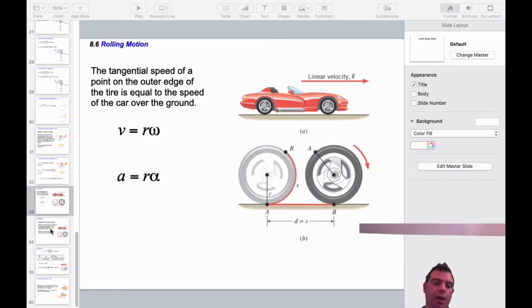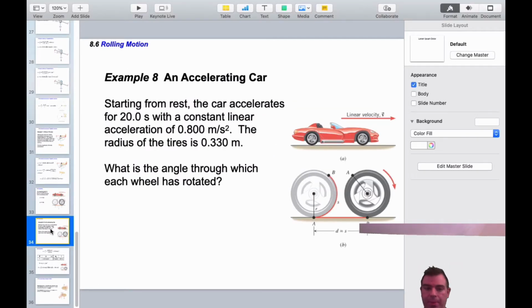So let's do the following problem. It says, starting from rest, the car accelerates for 20 seconds with a constant linear acceleration of 0.8 meters per second squared. The radius of the tires is 0.330 meters. What is the angle through which each wheel has rotated? Okay, so they're asking us to figure out the angle of rotation. So that is really distance. That's all it basically is. It's angular displacement, so it's measured in radians.